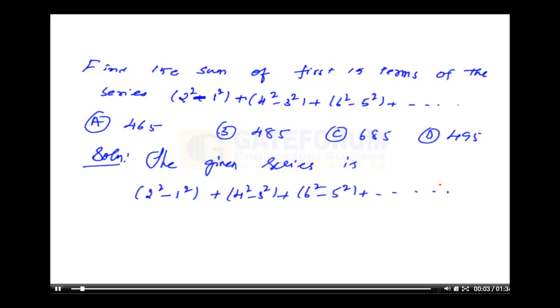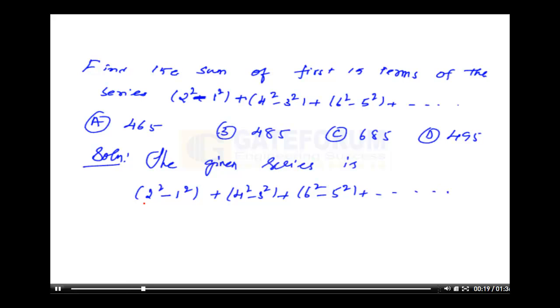We have to find the sum of the first 15 terms of the series 2² − 1² + 4² − 3² + 6² − 5² and so on. Now, the first term is 2² − 1², the second is 4² − 3², the third is 6² − 5².